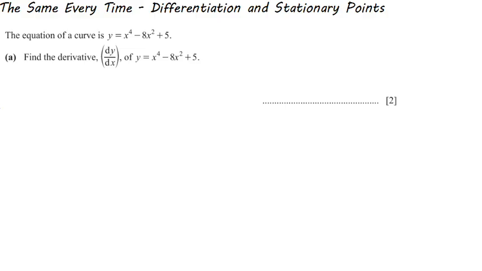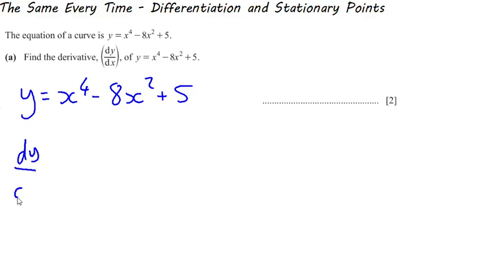So, they tell us in this question, for 2 marks, the equation of a curve is y equals x to the power 4 minus 8x squared plus 5. What do they want us to do? Find the derivative. So all sorts of different words in this topic, pretty much meaning the same thing. Derivative is the same as differentiation, telling us to differentiate. They even give us a clue there by saying in brackets dy by dx.